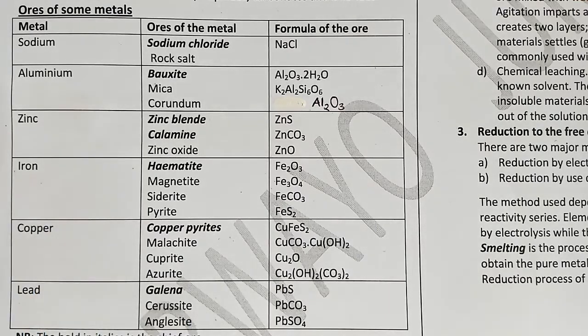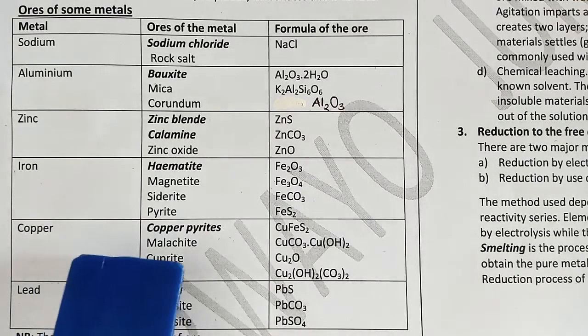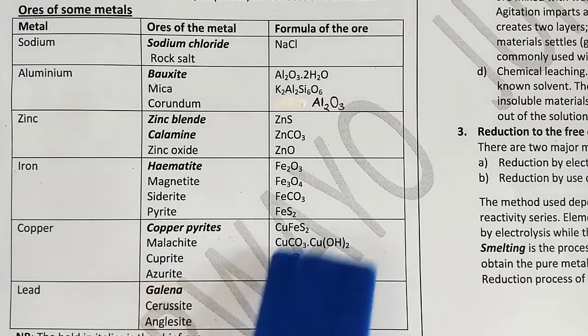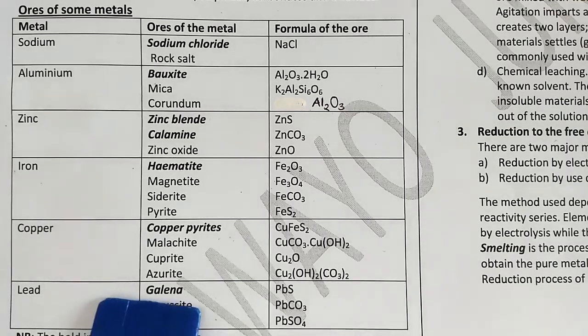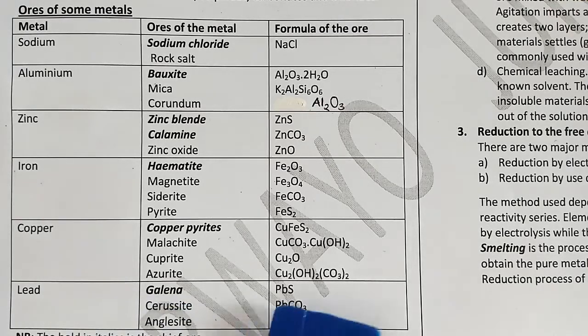For copper, the chief ore is copper pyrites, whose formula is that. Then we have other ores from which copper can also be extracted, that is malachite, cuprite, and azurite, whose formulae are indicated there. And finally for lead, the chief ore is galena, whose formula is that, lead sulfide. Then we also have the other ores for lead, that is cerussite and anglesite, whose formulae are indicated there.